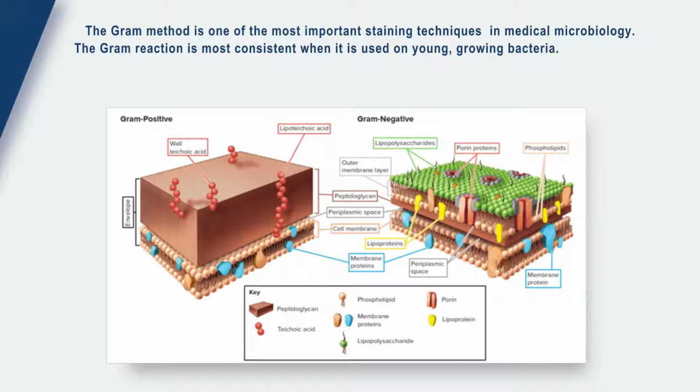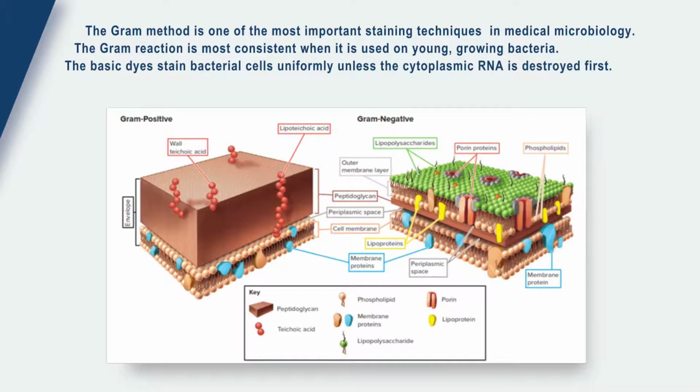Stains combine chemically with the bacterial protoplasm. If the cell is not already dead, the staining process itself would kill it. The process is thus a drastic one and may produce artifacts. The basic dyes stain bacterial cells uniformly unless the cytoplasmic RNA is destroyed first. Special staining techniques can be used, however, to differentiate flagella, capsules, cell walls, cell membranes, granules, nucleoids, and spores.